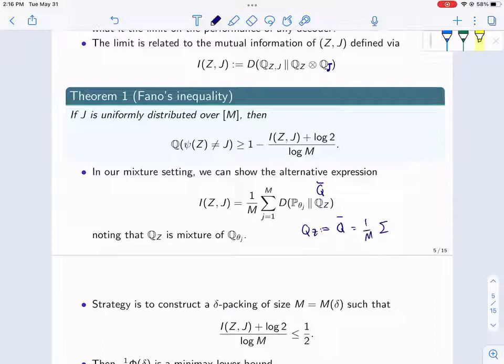is the average, sum j from 1 to m, of p theta j. Okay, so this is a mixture distribution, which is mixing all these distributions with equal probability. Okay, this is the natural marginal, because j is uniformly distributed. Okay, so that's the result, whether we have time to prove it or not. But if you consult any information theory book, it gives you this proof.